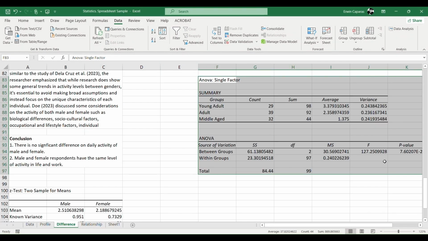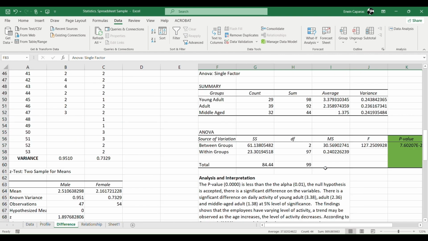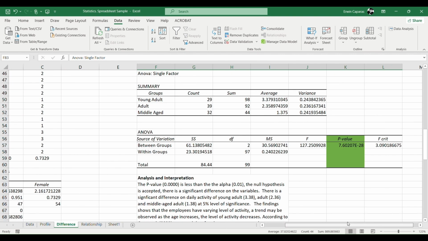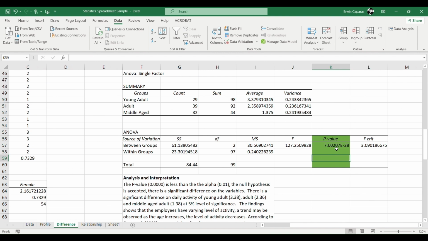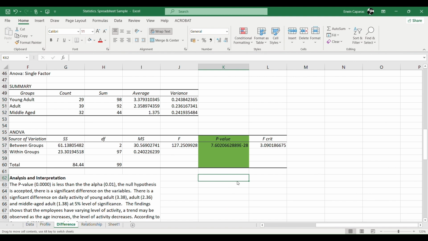So, ito yung lumabas na data. Ano lang ang kailangan natin dyan? This one. Okay? So, 7.6 raised to the exponent negative 28. Since the exponent is negative 28, it means that it's 0.00000. So, in essence, it is 0.